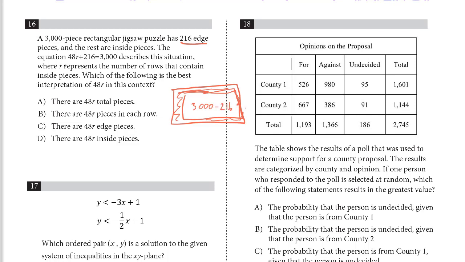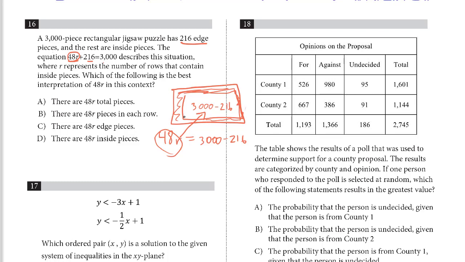Okay. The equation 48r plus 216 equals 3,000. So the middle is 3,000 minus 216, which means 48r represents or equals 3,000 minus 216. It's the amount that's in the middle of the puzzle, not on the edges. R is the number of rows.